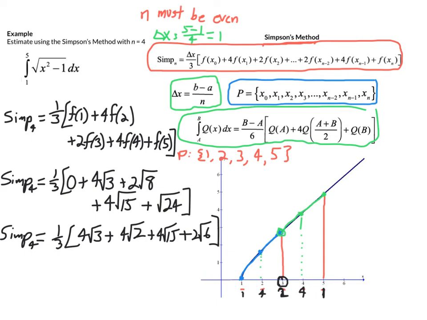So at this stage, if we're actually using this to estimate the area under the curve, we would get our calculator out and get a decimal estimate. So the quantity inside of the brackets there is approximately 32.976. And then we multiply that by 1/3 and we get our Simpson's method estimate of 10.992.